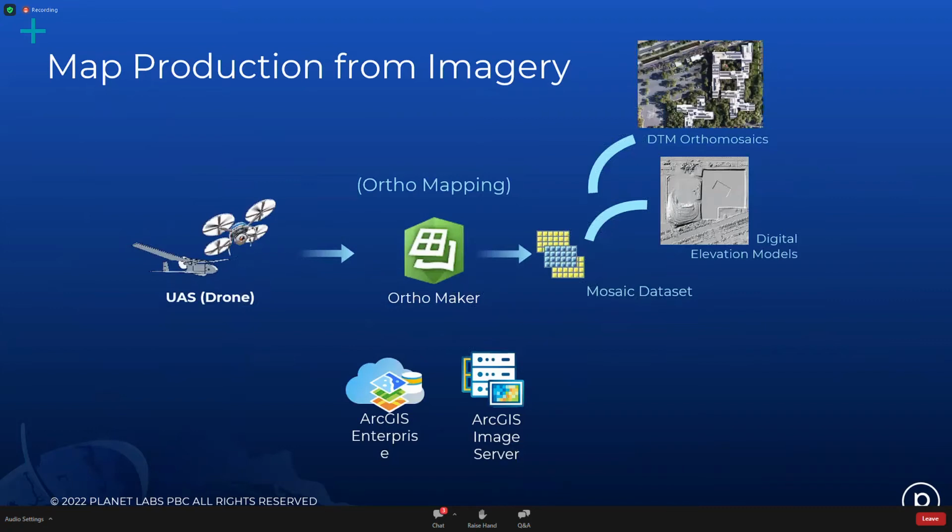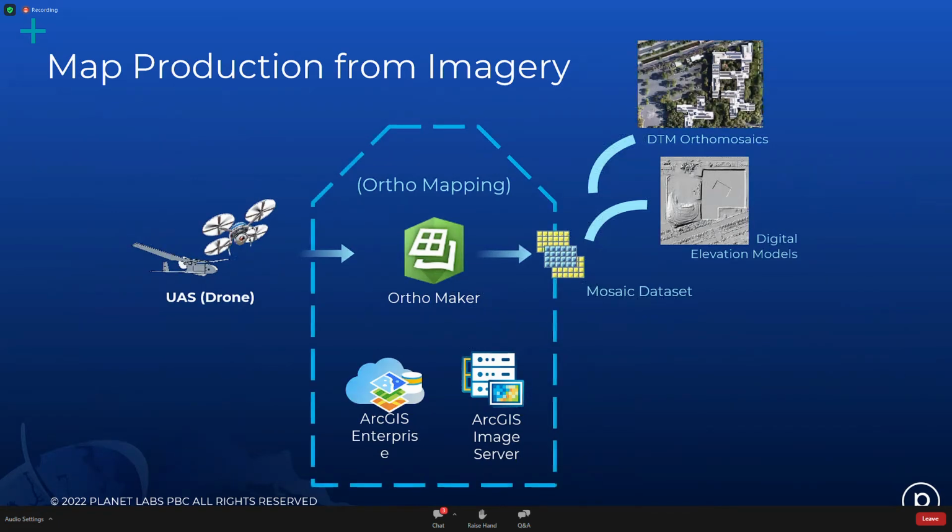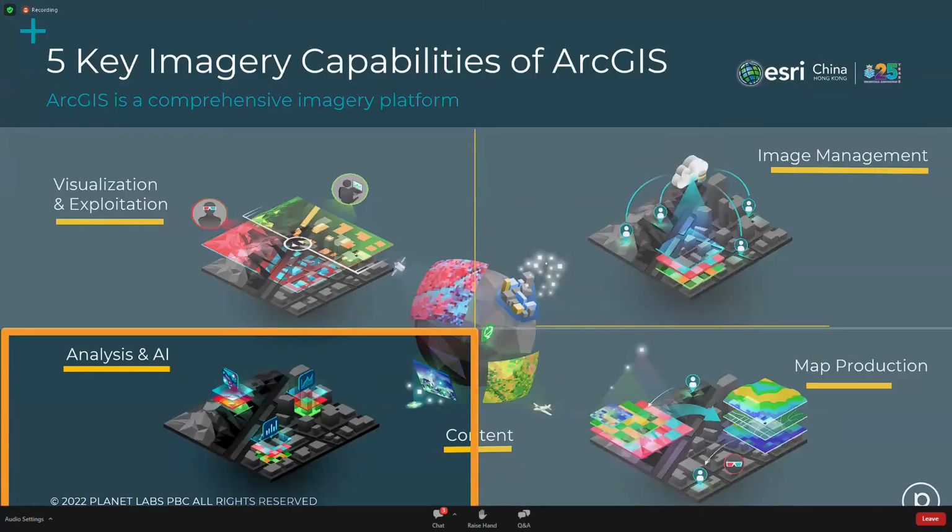For those organizations that deploy ArcGIS Enterprise with Image Server, we provide a built-in capability called Drone2Map for uploading and processing drone images as a subset of auto mapping. Let's move on to the next capability, ArcGIS analysis and AI.